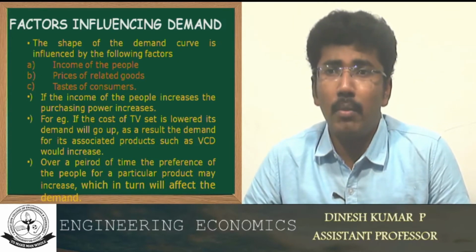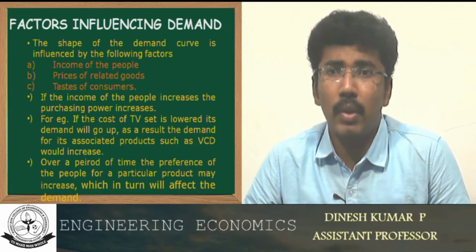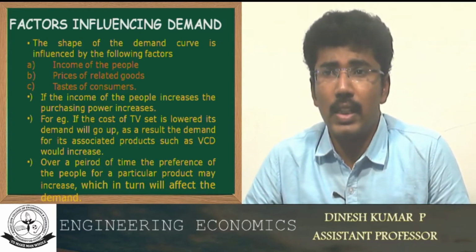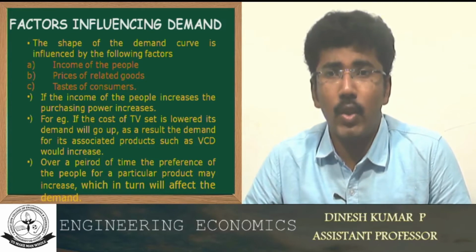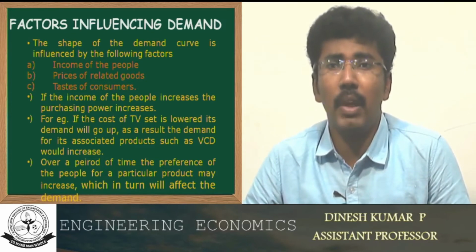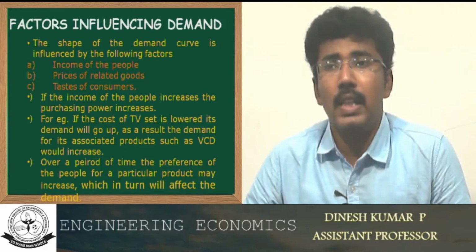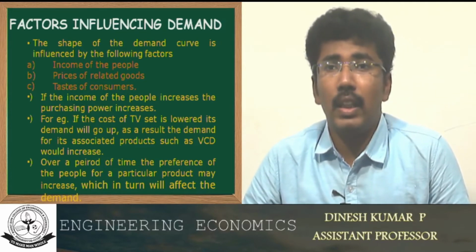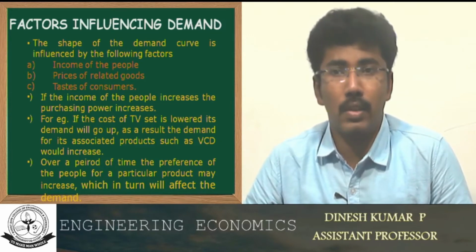If the income of the people increases, the purchasing power increases. For example, if the cost of the TV set is lowered, its demand will go up. As a result, the demand for its associated products such as VCD and speakers would increase. That includes the prices of related goods.